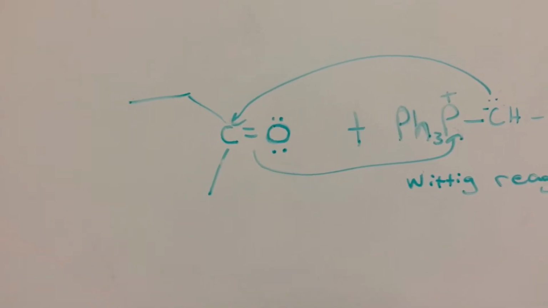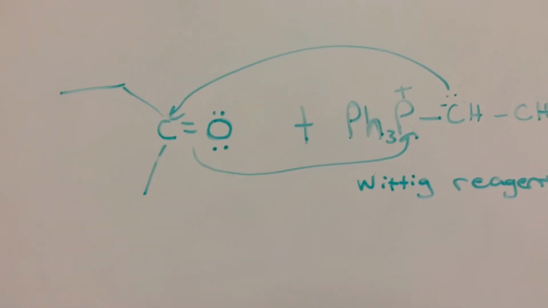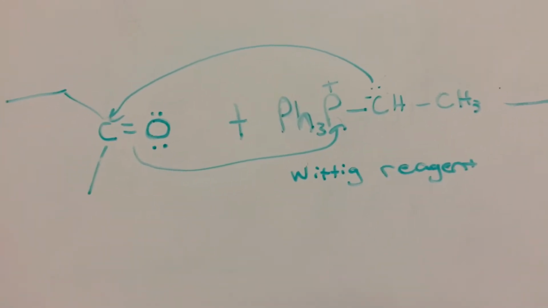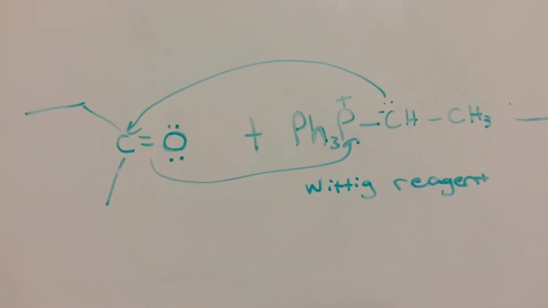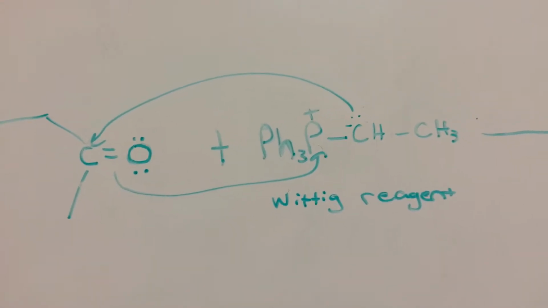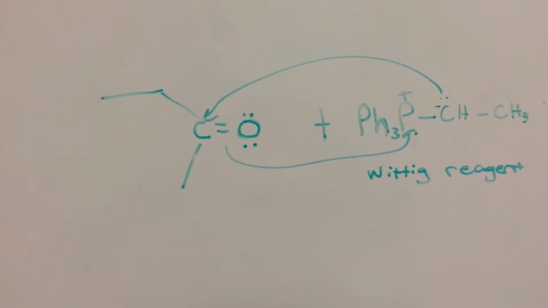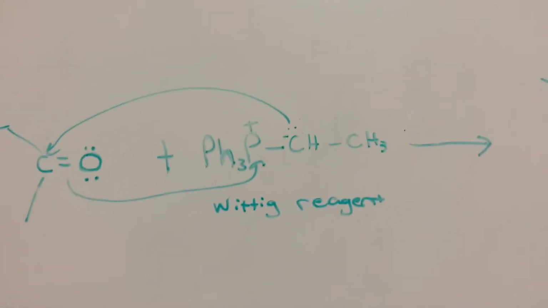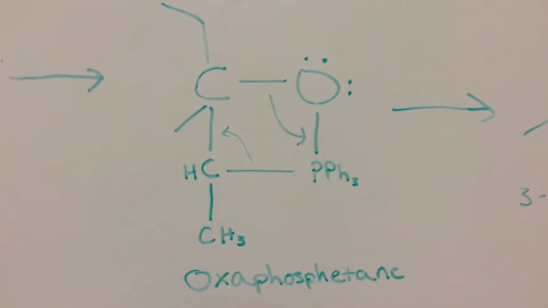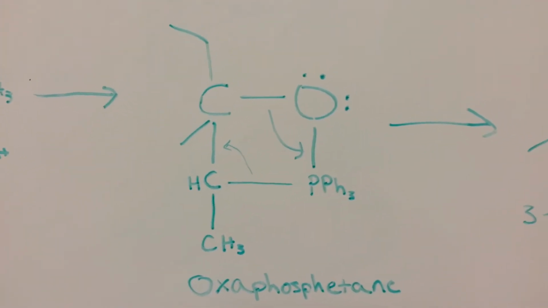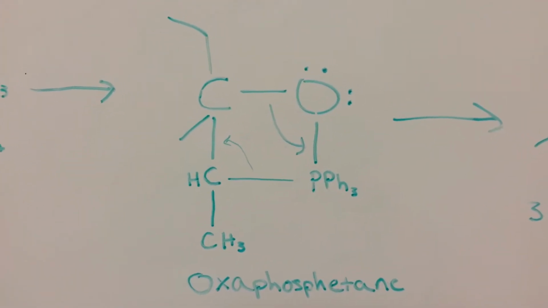of the butanone is broken, and an electron pair from that bond will attack and bond with the phosphorus atom, and the lone pair on the negatively charged carbon atom will bond and attach with the carbon atom from the ketone. So in the next step, we have a 4-membered ring in a compound known as an oxaphosphetane.